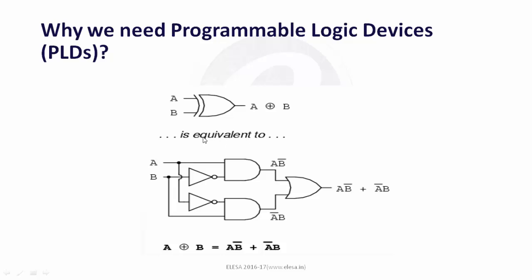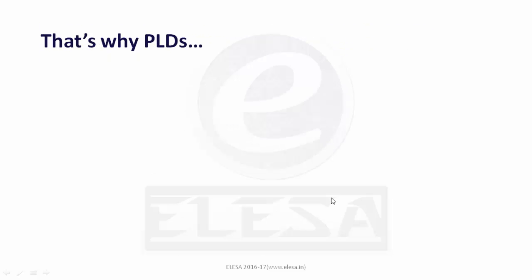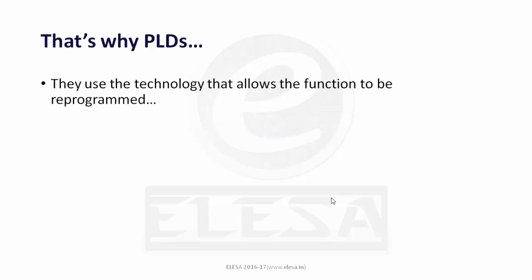So this is the problem which occurs if we don't use programmable logic devices, because you have the IC which is manufactured and it works dedicatedly on the given function. You are not allowed to make any changes in it. That's why we need PLDs. So PLDs use technology that allows the function to be reprogrammed. But how? We will understand the programmable property of PLD by understanding the PLA.